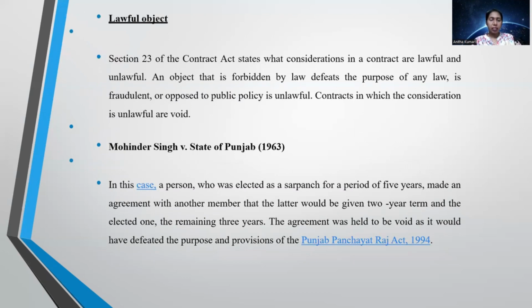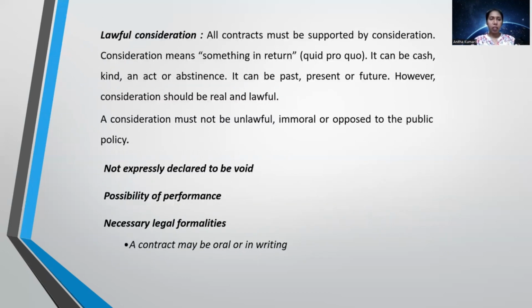So some case study is given here. Mohinder Singh versus State of Punjab. This is an example for lawful object. In this case, a person who was elected as a Sarpanch for a period of 5 years made an agreement with another member that the latter would be given 2 years term and the elected one the remaining 3 years. The agreement was held to be void as it would have defeated the purpose of the provisions of the Punjab Panchayat Raj Act 1994. So as I told you, what is called lawful consideration?